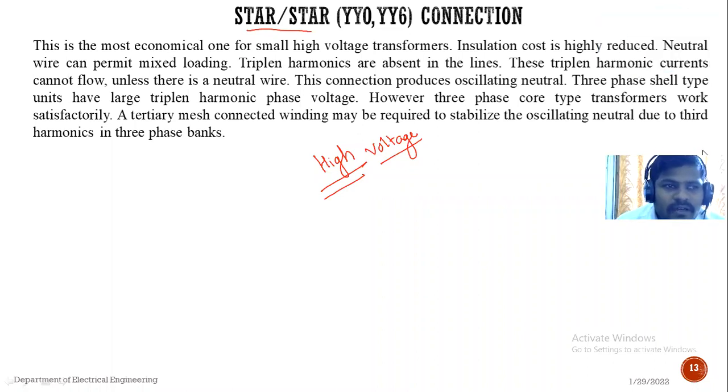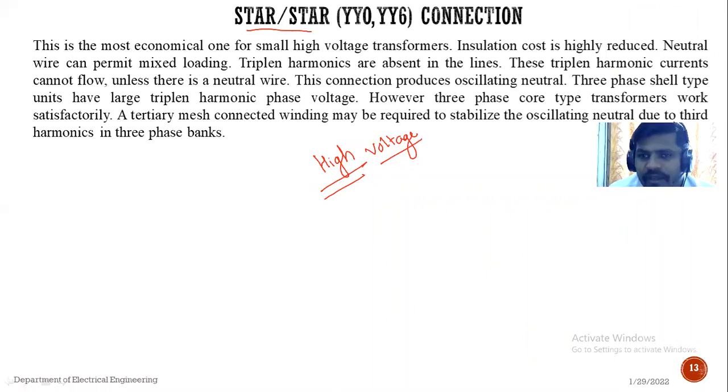Now the neutral wire can be present in case of star. In a star connection the neutral wire is present, so this neutral wire can permit a mixed loading. That means whether it may be three phase loading or single phase loading, this is a mixing of loading. Single phase load, three phase load, mixed load. So this neutral wire can be permitted for a mixed loading.